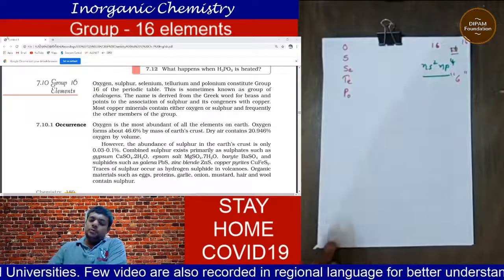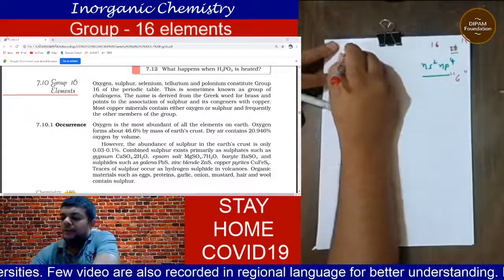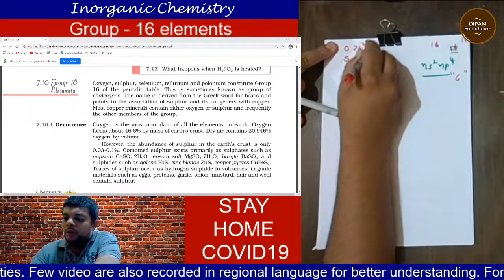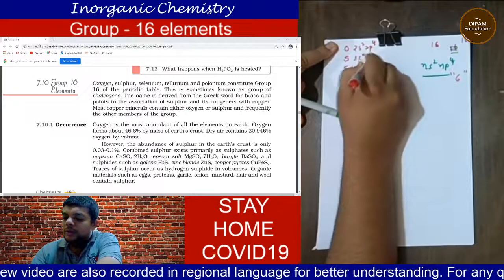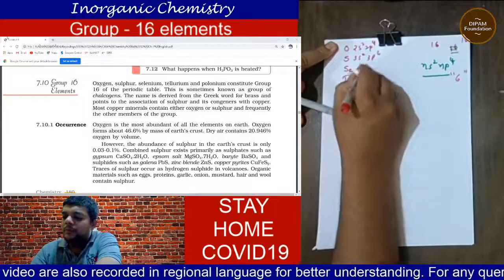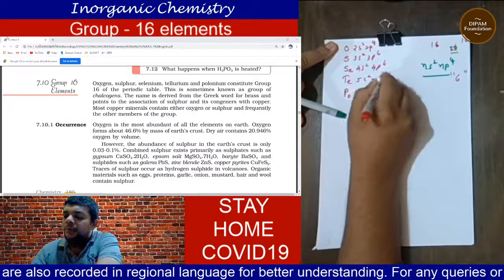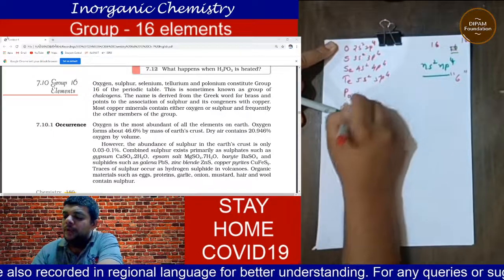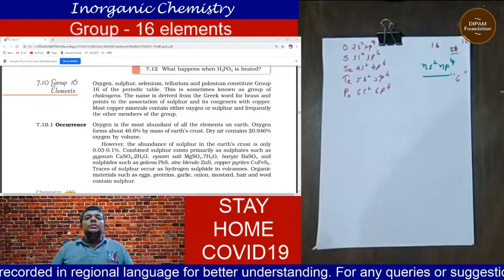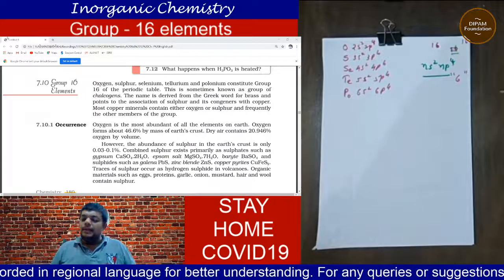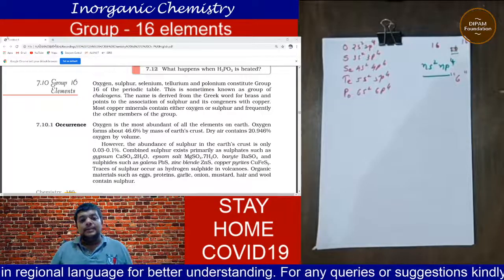and if we want to fill up these electrons, it is very easy for us. Over here we will always write 2s2 2p4, 3s2 3p4, 4s2 4p4, 5s2 5p4, and 6s2 6p4. So this is how we come up with the electronic configuration of group 16 elements.